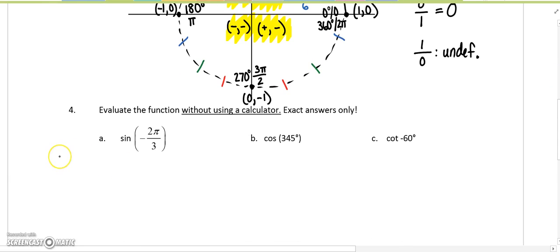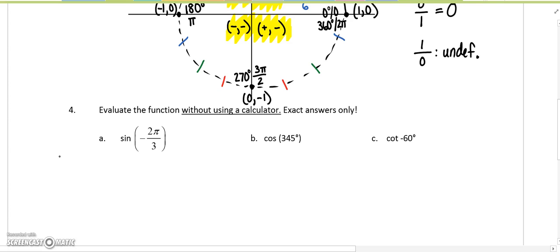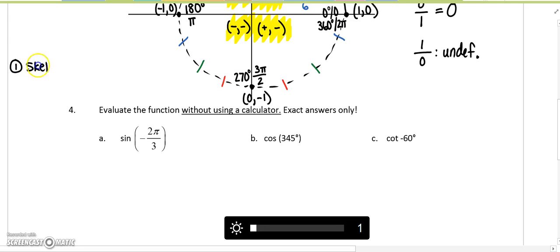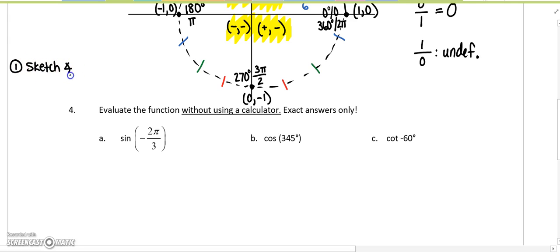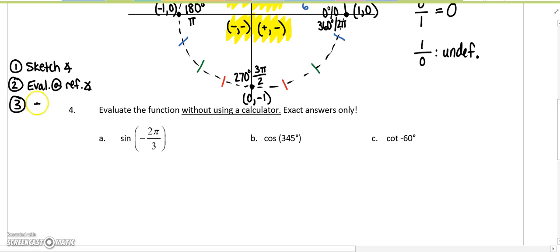So for letter A, we've got the sine of negative 2 pi over 3. Now, in these problems, I like to follow a pretty strict pattern, the same steps every time. My steps are to sketch the angle, so I know where it is, figure out the reference angle and evaluate at the reference angle, which we talked about in that other video on trig. And then the last thing is just figure out positive or negative.